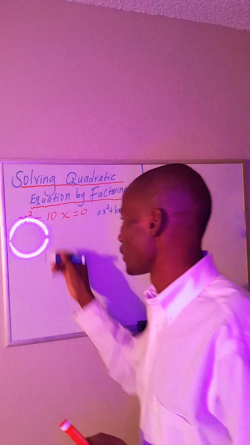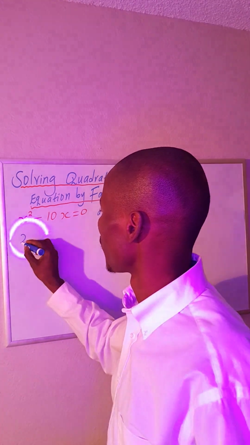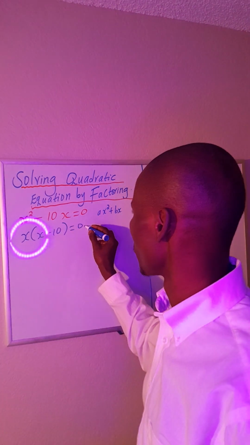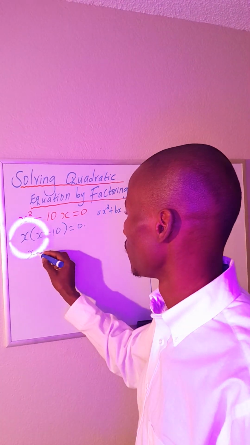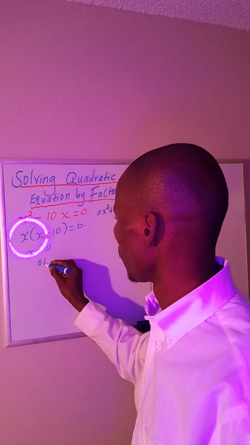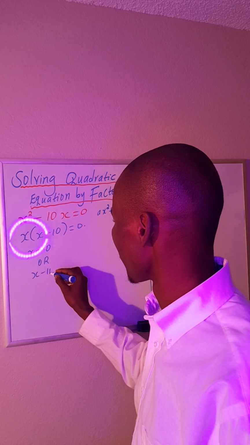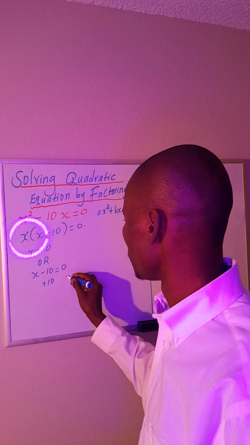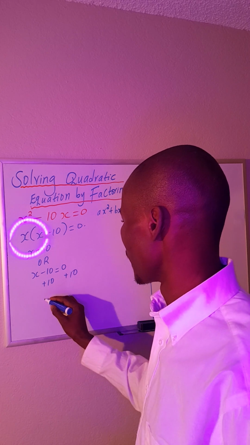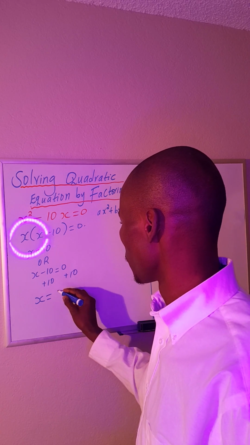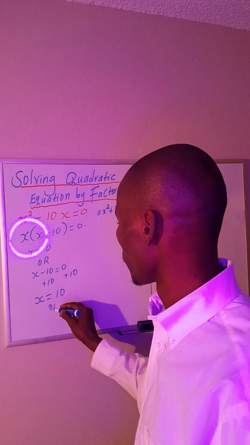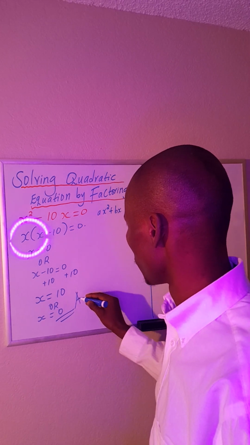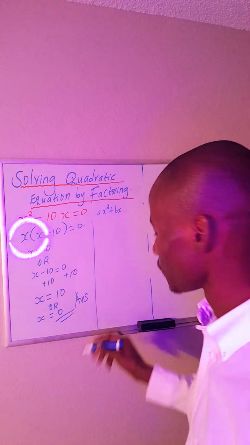So how will we solve this? We first of all factor. We factor out x because x is a common factor: x times (x minus 10) is equal to 0. So the first solution, x is equal to 0, or x minus 10 is also equal to 0. So I add plus 10 to both sides, meaning x is equal to 10, or as we've said first, x is equal to 0. So these are the solutions to that particular equation.